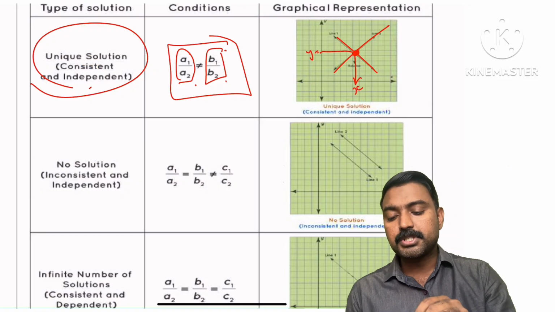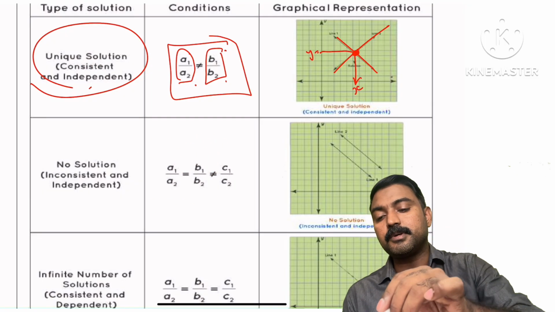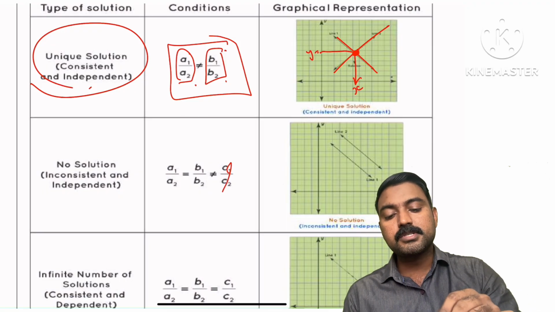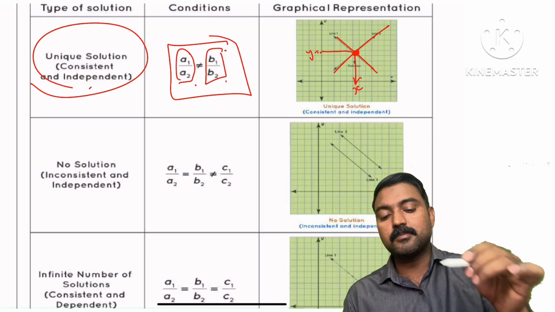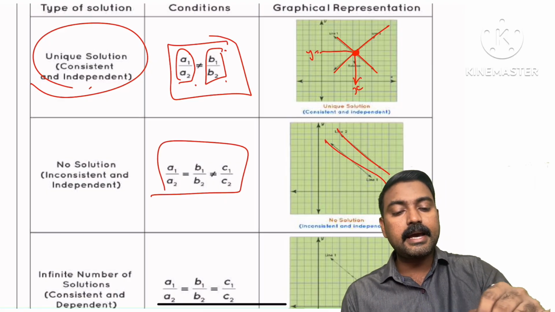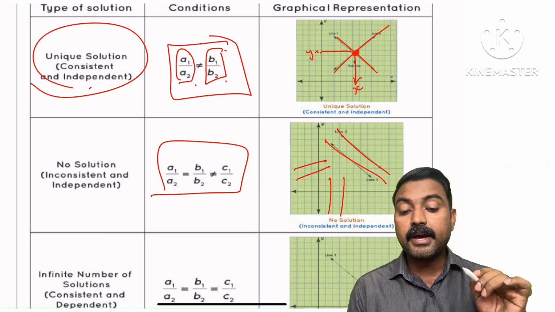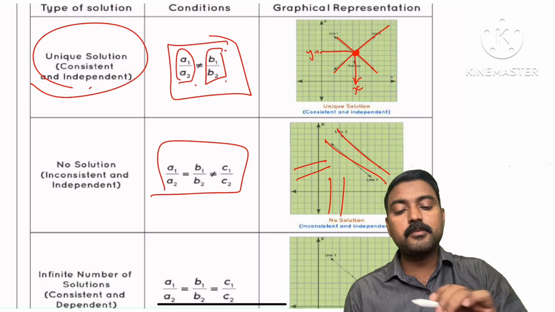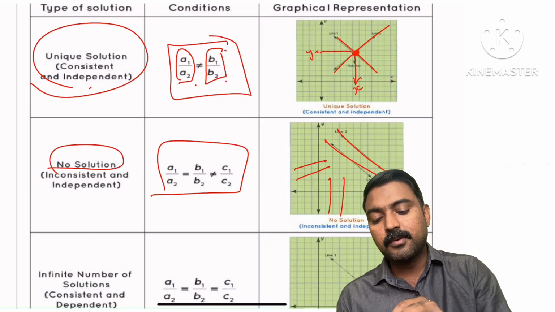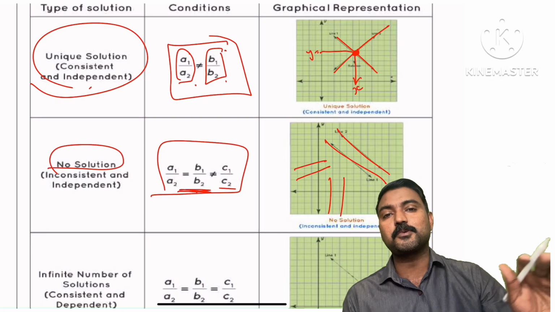Now, no solution, inconsistent. That means a1 by a2 is equal to b1 by b2, but it is not equal to c1 by c2. In this case, the graph will be like parallel lines, either like this or like this. Anyway, this will be parallel. Parallel means there is no intersecting point, means no solution. That's why a1 by a2 is equal to b1 by b2, not equal to c1 by c2, then there is no solution.